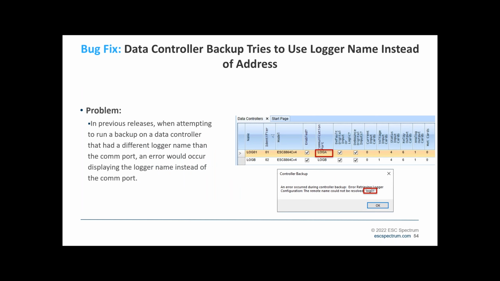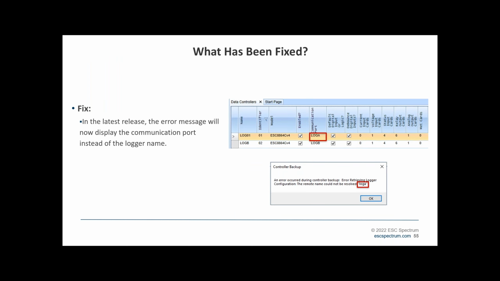Data controller backup tries to use logger name instead of address. Previously, when attempting to run a backup on a data controller that had a different logger name than the COM port, an error would occur displaying the logger name instead of the COM port. Now the error message will display the communication port instead of the logger name.